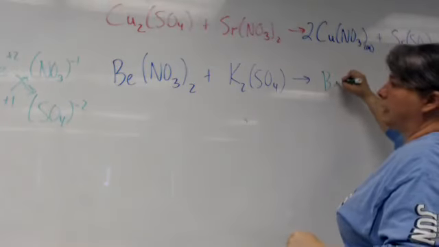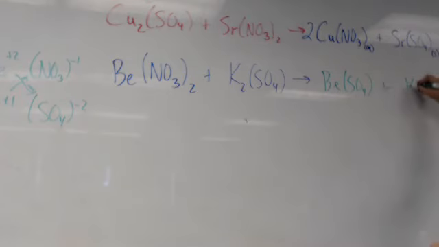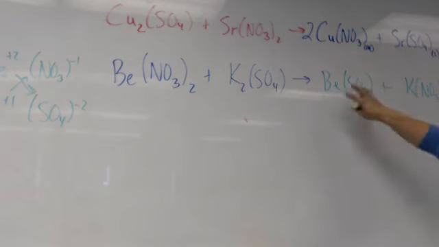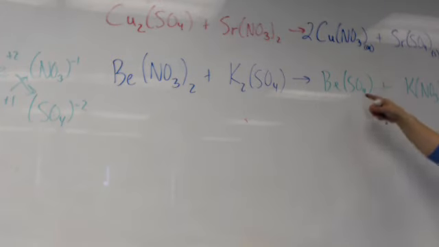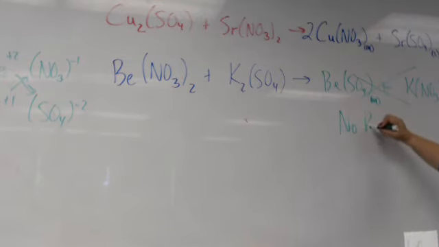So we have BeSO4 and KNO3. It doesn't matter if I had done KNO3 and then BeSO4. Those are interchangeable as long as you have them paired up correctly. When we check the solubility rules for these, they are both aq. If you have a situation where they are both aq, no reaction happens.